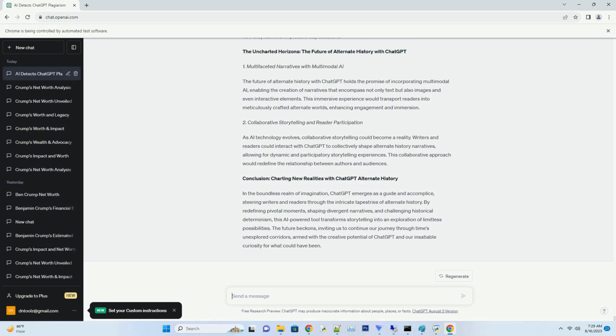2. Illuminating the present and future. By reimagining the past, alternate history narratives shed light on contemporary issues and the potential trajectories of the future. Writers can use ChatGPT to extrapolate the consequences of historical changes, prompting readers to consider the lessons learned and how they can inform present-day decisions.